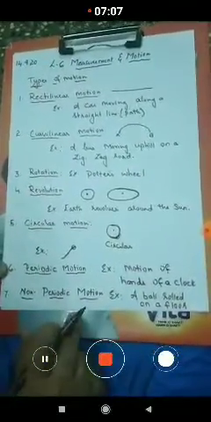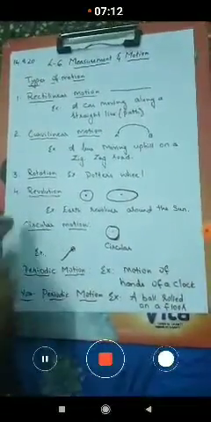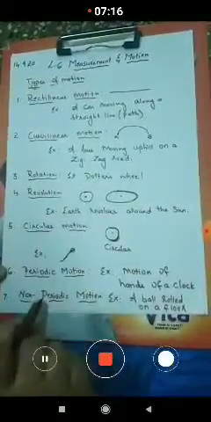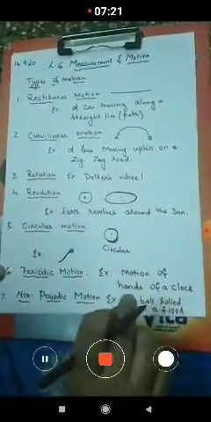Okay, so these are the 7 types of motion that we have read in the last class, children. So now we'll move on to today's topic, that is the last type of motion that you are going to study.